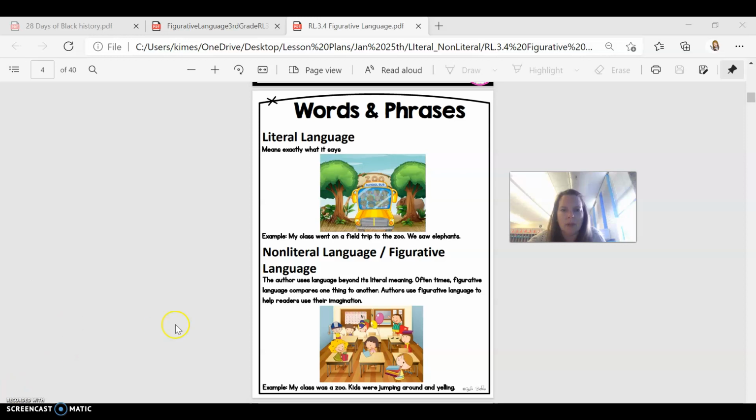So for example, my class went on a field trip to the zoo. We saw elephants. That means that your class really went on a field trip and you actually got to see elephants. So it's a true statement.